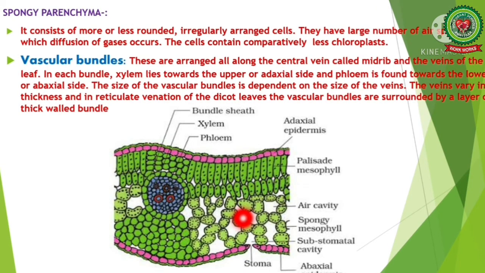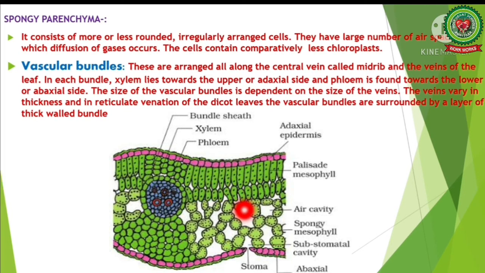Next is spongy parenchyma. Spongy parenchyma is present between palisade parenchyma and lower epidermis. The cells are irregular in shape and loosely arranged. Intercellular spaces are many and are broad. The cells contain chloroplast. The color of upper surface is different from the color of lower surface as the number of chloroplast in palisade parenchyma is more than that of spongy parenchyma.